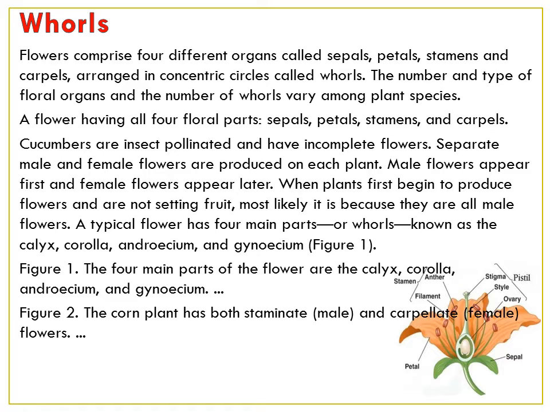A typical flower has four parts or whorls known as calyx, corolla, androecium, and gynoecium. We see in this picture the four parts of the flower are androecium, gynoecium, calyx, and corolla. Corn plant has both staminate and female flowers. Got it?